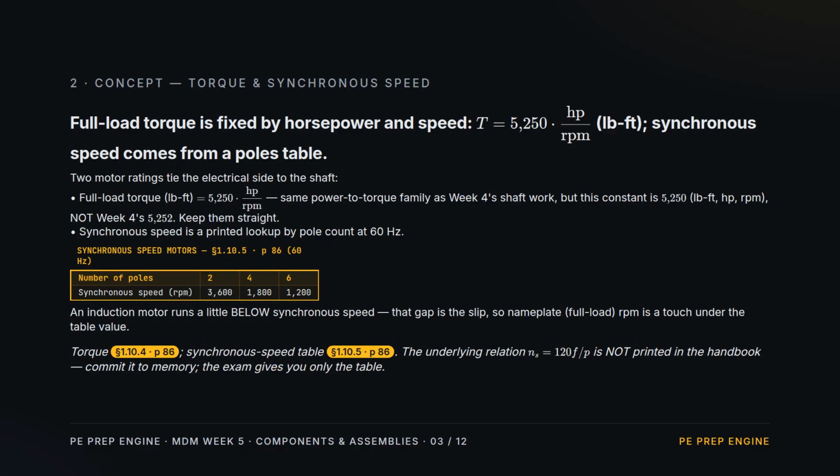Concept 2. Torque and speed. Full load torque is fixed by horsepower over RPM times 5,250 for pound-feet. Watch the constant. It's 5250 here, not week 4's 5252. Same family, different number. Synchronous speed is a lookup by pole count. 2, 4, or 6 poles give 3600, 1800, or 1200 RPM at 60 Hz. The formula behind that table, 120F over P, isn't printed. Memorize it. And a real induction motor runs just under synchronous speed. That gap is the slip.